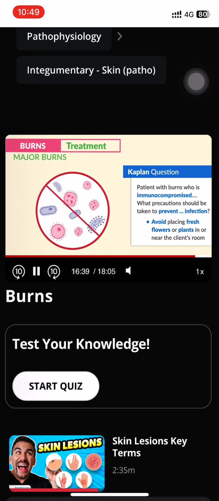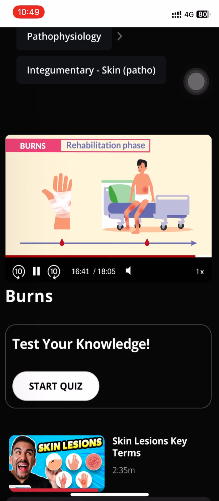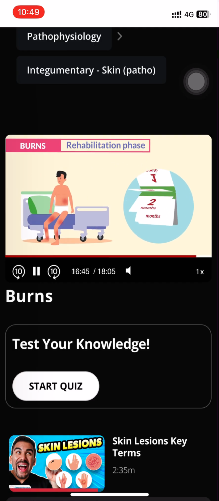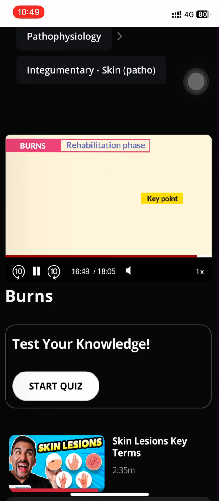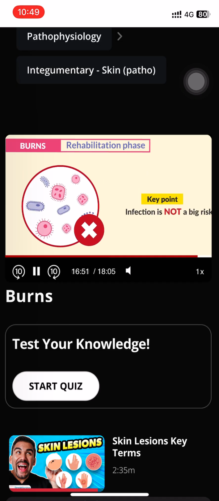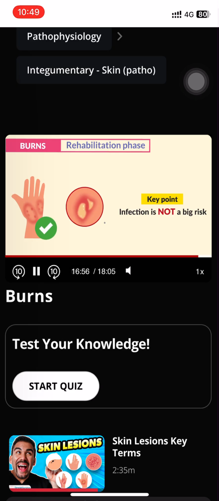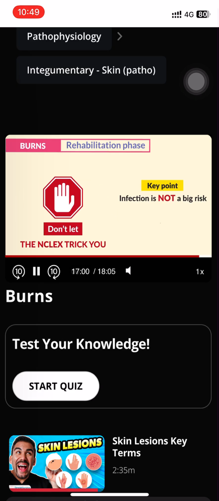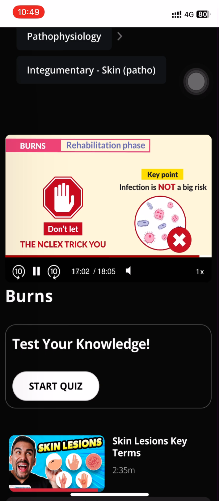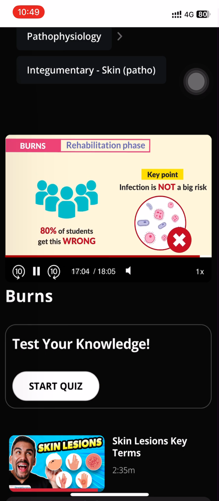Now, during the rehabilitation phase, this happens when wounds fully heal and typically takes around 12 months or so, depending on the severity of the burns. Now, the big key point to write down is that infection is not a big risk here. As wounds have been fully healed, there's no more open sores. So don't let the NCLEX trick you here. Infection is not a big risk. 80% of students get this wrong.